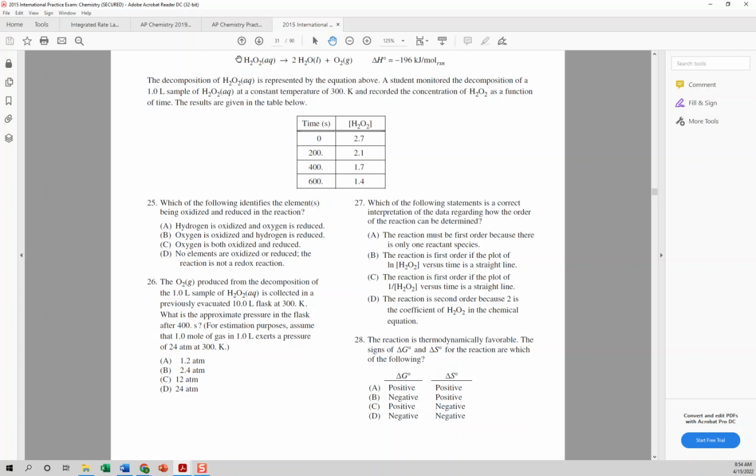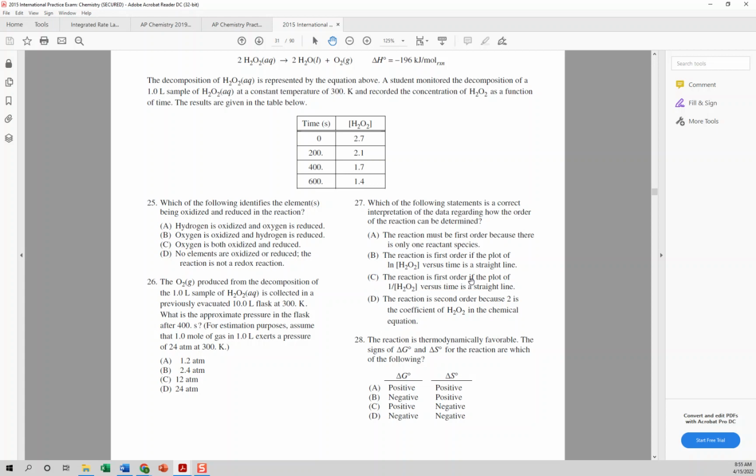It could be second order because the coefficient's 2 here, but we don't know. We don't know if this is a one-step process. So if it's not a one-step process, it has a different mechanism, then this could be first order as well, all right? So the reaction must be first order because there is only one reactant? No, that's not true, okay? The reaction is first order if the plot of natural log of concentration versus time is a straight line. That is true. So go ahead and select B, but let's read C or D.